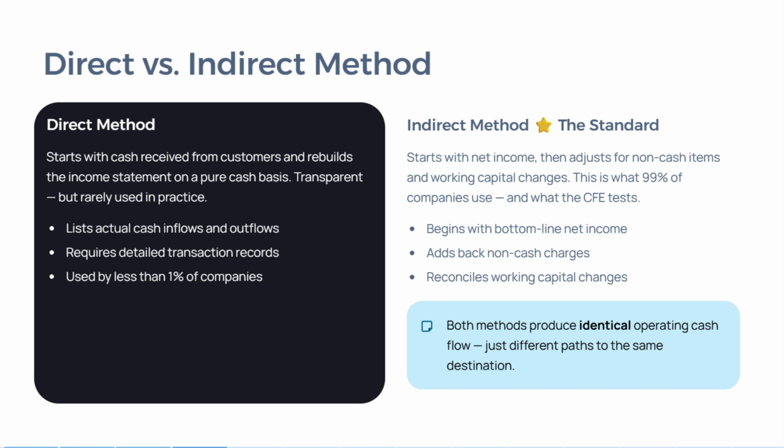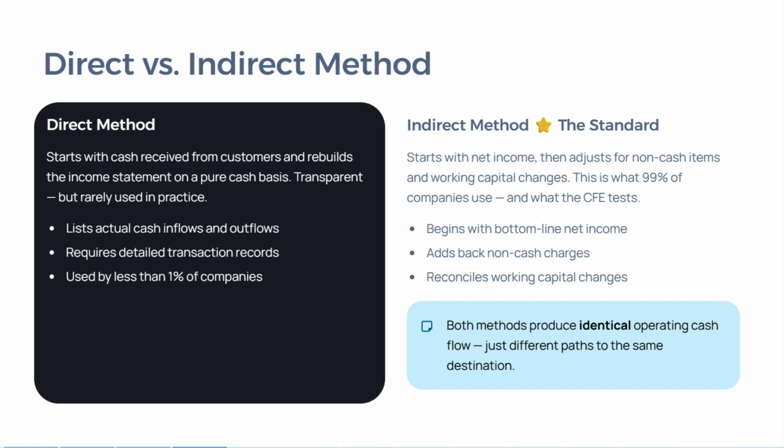Next, we compare the 2 ways to present operating cash flow, the direct method versus the indirect method. The direct method rebuilds the income statement on a pure cash basis by listing actual gross cash inflows and outflows. While it is transparent, fewer than 1% of real-world companies use it because of the detail required. The indirect method is the gold standard used by 99% of companies and heavily tested on CPA Canada exams.